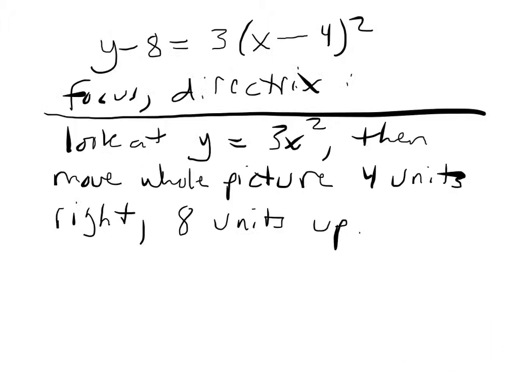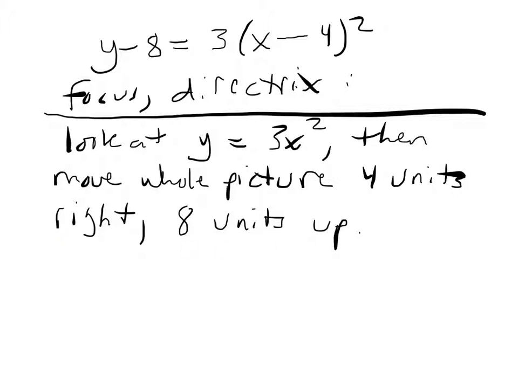So suppose you're asked to find the focus and directrix for something like y minus 8 equals 3 times (x minus 4) squared. Note that this is basically your y equals 3x squared moved right 4 because I replaced x with x minus 4, and 8 units up because I replaced y with y minus 8. So the strategy here is the same as with ellipses and hyperbolas. Look at y equals 3x squared, and then move the whole situation, the whole parabola, the vertex, the focus, the directrix, everything 4 units to the right and 8 units up.